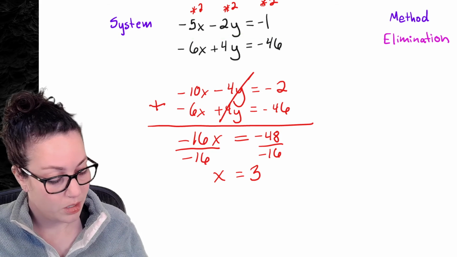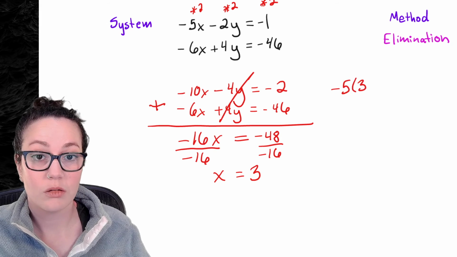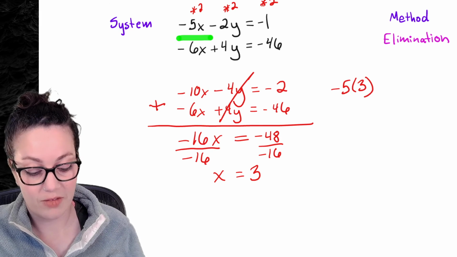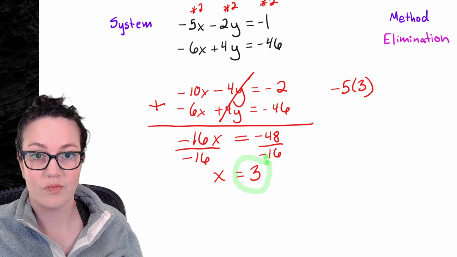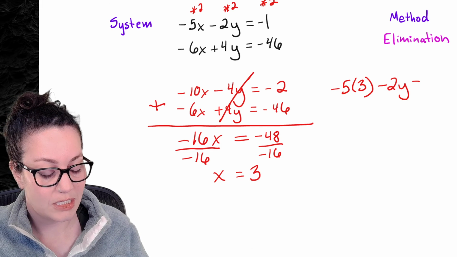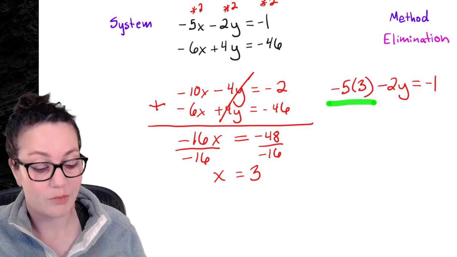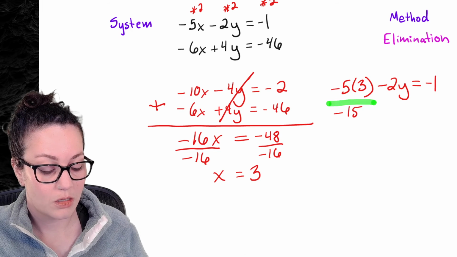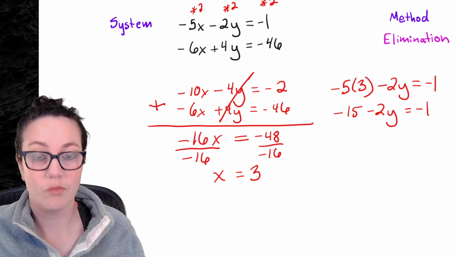So, let's see. So negative 5 times 3, right? Because this said negative 5x, and now I'm replacing the x with the 3. I'm substituting in that 3. Minus 2y is equal to negative 1. Negative 5 times 3 is negative 15. Minus 2y equals negative 1, right? That all stays the same.